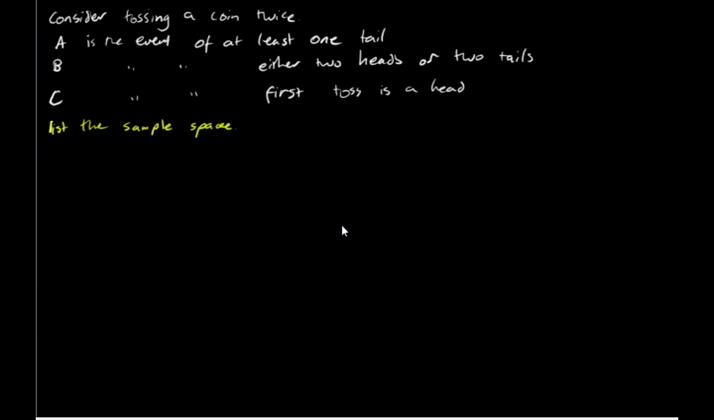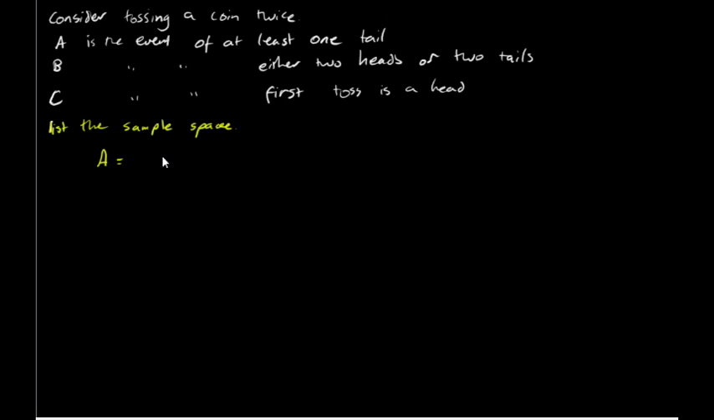So looking at example 8, we're tossing a coin twice. And we've got 3 events. A is the event that at least one of those is a tail, so one of the tosses is a tail. Event B is either 2 heads or 2 tails. And event C is the first toss is a head. And to start off with, we want to list the sample space.